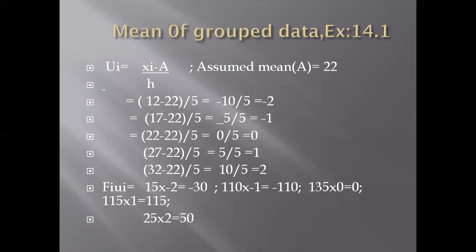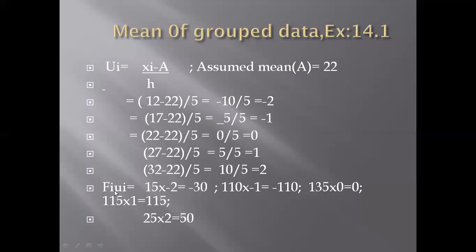12 minus 22, 12 minus 22 by 5, that is equal to minus 10 by 5, which is minus 2. 17 minus 22, the second class mark minus assumed mean by 5, that is equal to minus 5 by 5, that is equal to minus 1. 22 minus 22 by 5, 0 by 5, that is equal to 0. 27 minus 22 by 5, that is 5 by 5, 1. 32 minus 22 by 5, that is equal to 10 by 5, which is equal to 2.